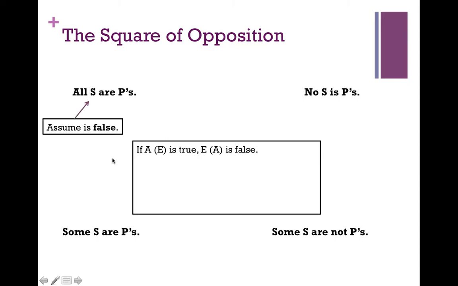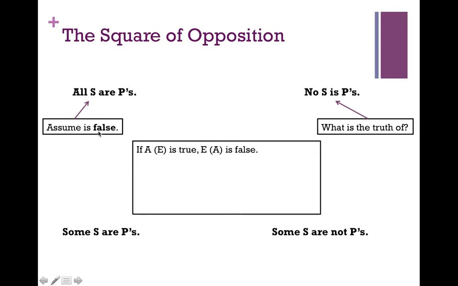Well, let's ask, what if an A form proposition is false? What if it's not true that all the students are smart? Then what would be the truth value of no S is P? Is this true? Is it false? Well, could we know for certainty that it's true?